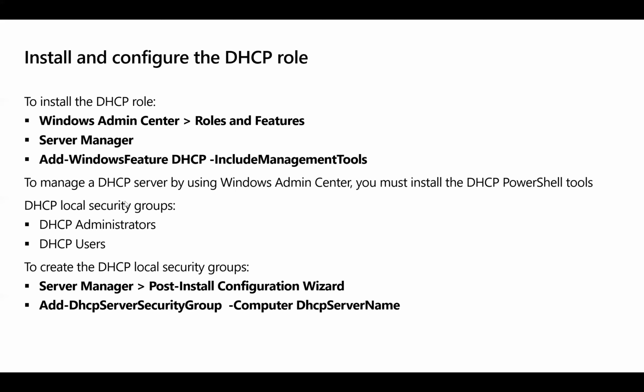To install Windows DHCP, you can type the command Add-WindowsFeature DHCP, include management tools, very simple. Or you can install it in admin roles, or you can use the post-install configuration wizard. And if you want to create a group for DHCP, add the DHCP server group, with the DHCP server name.